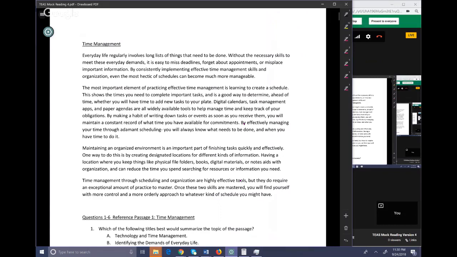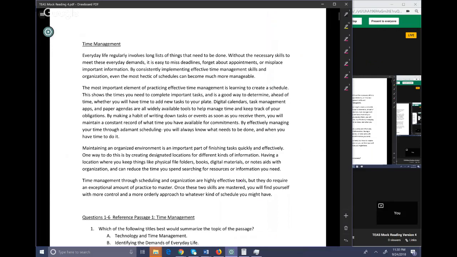Okay, so this is TEAS version 4 mock reading. I will make this as fast as I possibly can without hopefully leaving anything out that might be helpful, since a lot of you will want to listen to this pretty quickly. I'm not going to outline passages. If there is a particular passage you want the outline for, you can let me know, but hopefully by now you're getting pretty proficient at it.